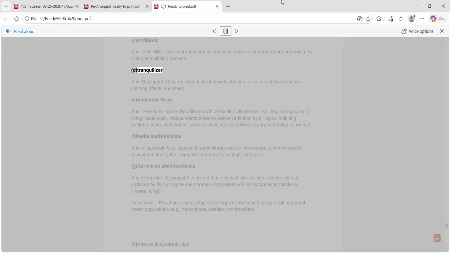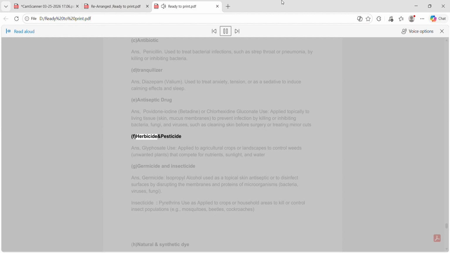D. Tranquilizer. Answer: Diazepam (Valium), used to treat anxiety, tension, or as a sedative to induce calming effects and sleep. E. Antiseptic drug. Answer: Povidone iodine (Betadine) or chlorhexidine gluconate, applied topically to living tissue (skin, mucous membranes) to prevent infection by killing or inhibiting bacteria, fungi, and viruses, such as cleaning skin before surgery or treating minor cuts.